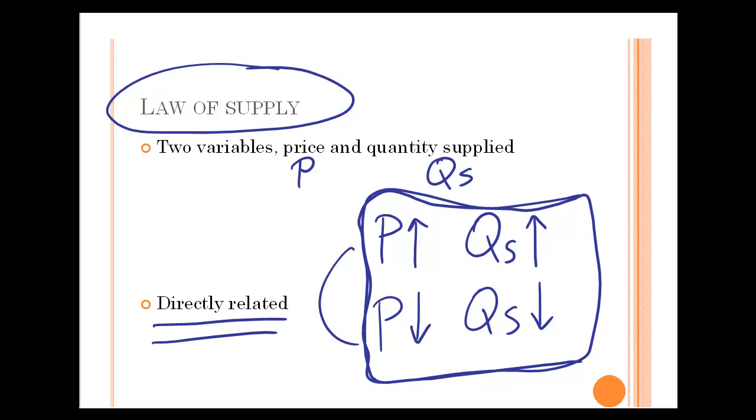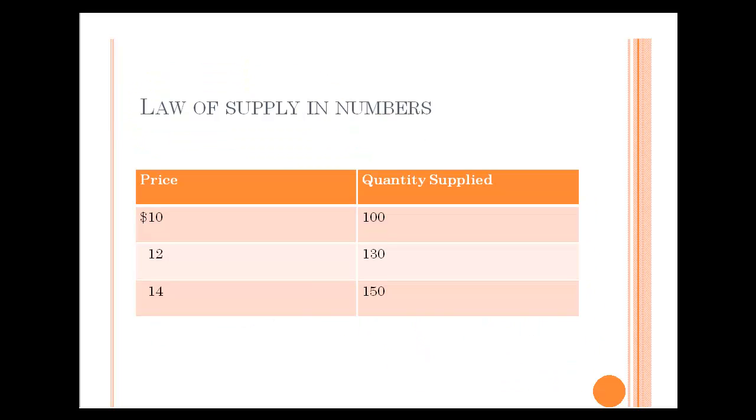So let's put it in terms of an example. As the price of chairs goes up, it says that the sellers of chairs want to produce more chairs and offer more chairs for sale. As the price of chairs falls, it says that the producers of chairs want to produce fewer and offer fewer chairs for sale.